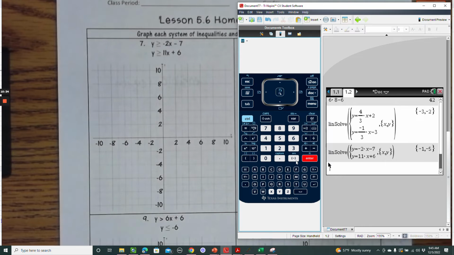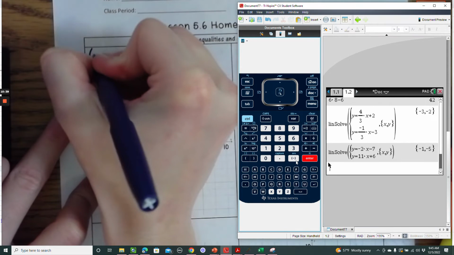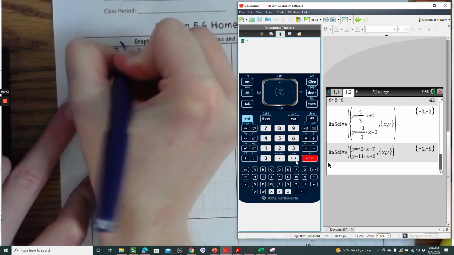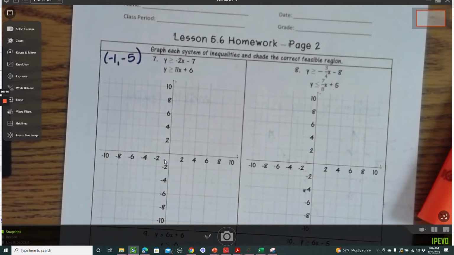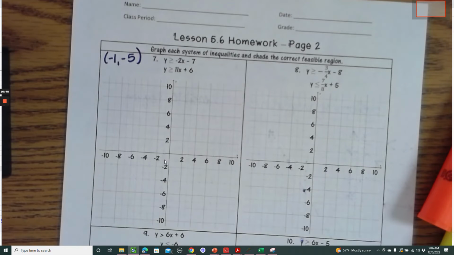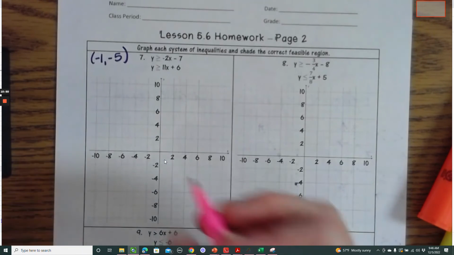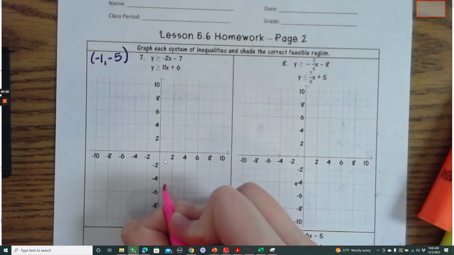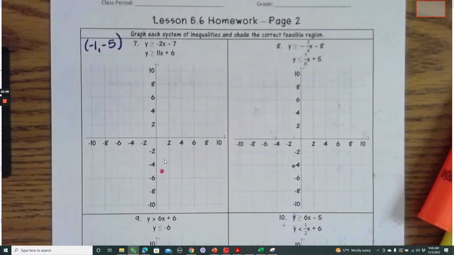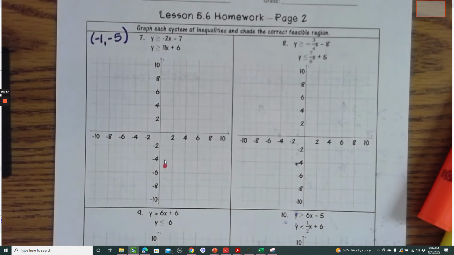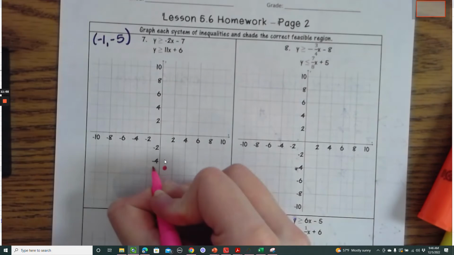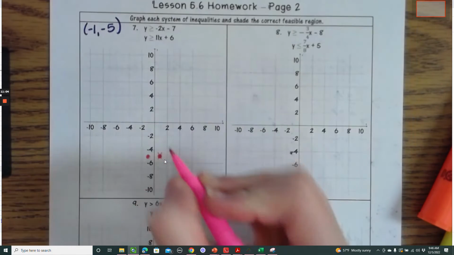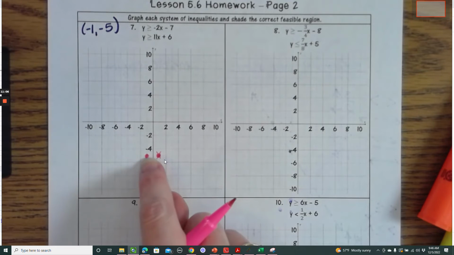All right, so they're going to cross at -1, -5. So that is guaranteed to be a point on both lines. So -1, -5 is right there. Guaranteed point on both lines. Oh, that's wrong. That's +1. So not that one. Don't put it there. So -1, -5.